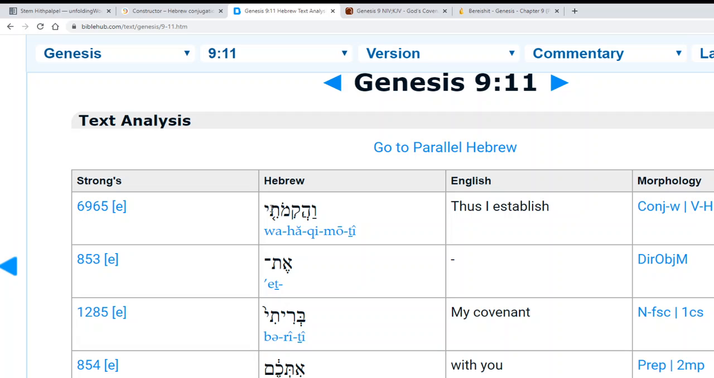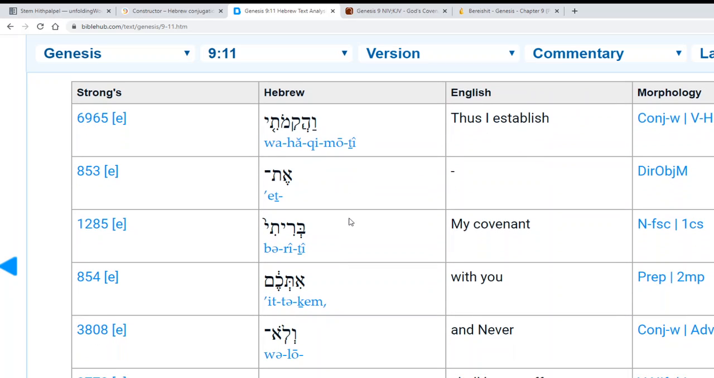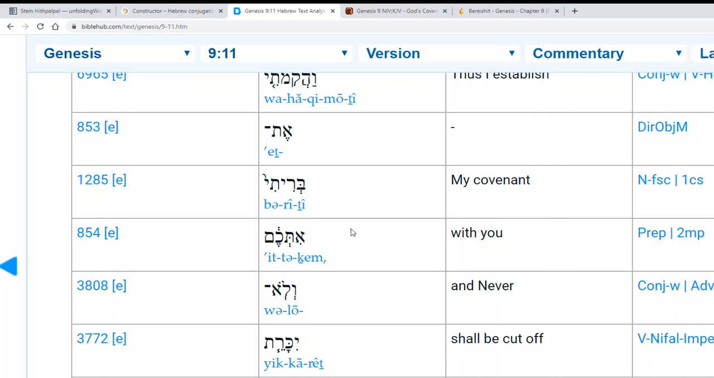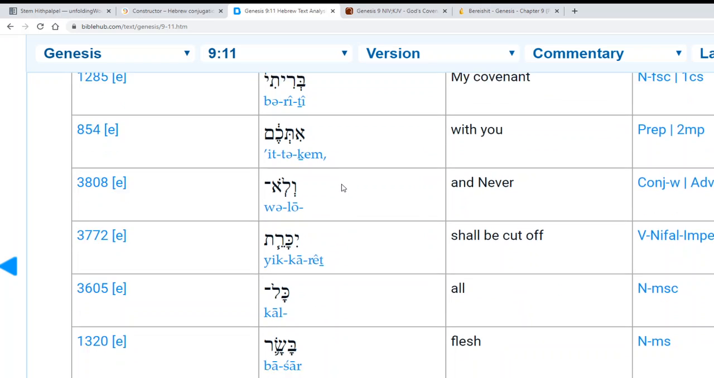The tav yud at the end is putting it in the first person singular, right? Et is the direct object marker. Briti, brit meaning covenant, right? Bet resh yud tav. Briti, mine, the yud at the end, and this is written malei with both yuds there. My covenant, itchem. So the preposition is being used as the direct object marker is being used as a preposition, with you. Velo, conjunctive vav, lo meaning not.